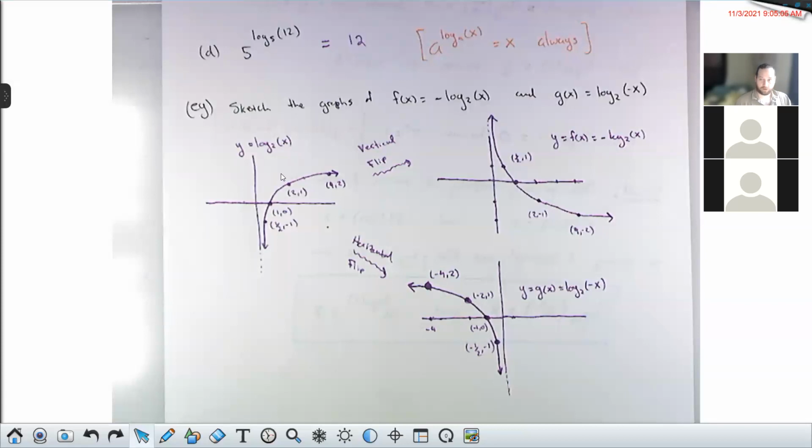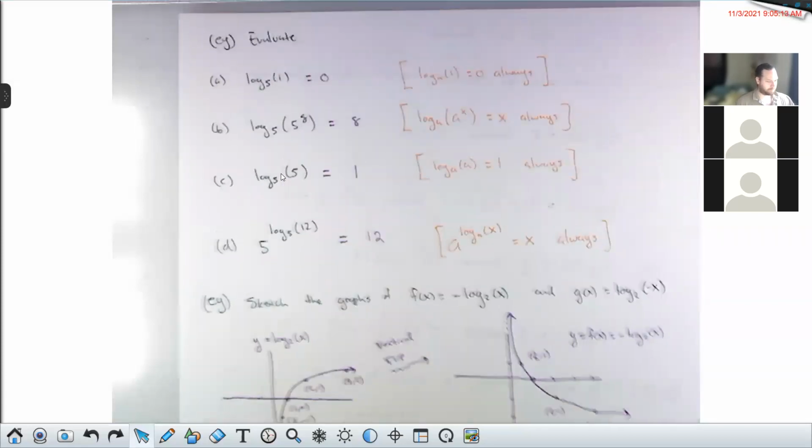We can also shift up and down. We can shift left and right. Let's take a look at one of each of those. I want to begin with a different sort of parent function this time. I'd like to start with a natural log.